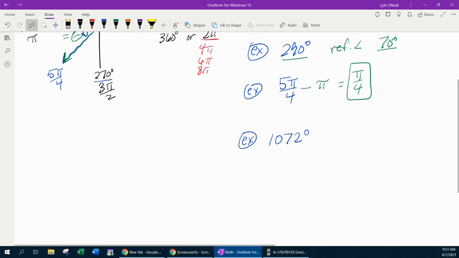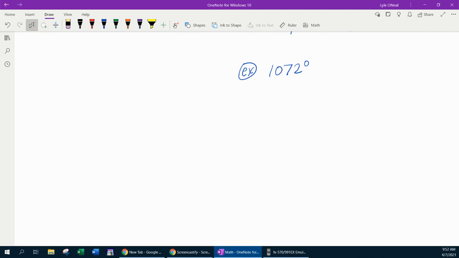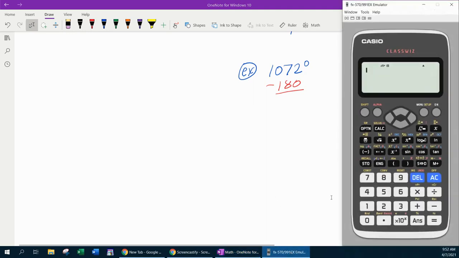That's a huge angle, and we need the reference angle for that. What you want to do is subtract 180 degrees over and over and over again until your angle is less than 90. And then if it's negative, make it positive. So let's go through how that would work. So we're going to minus 180, and to do that, I'm going to use my handy dandy calculator.